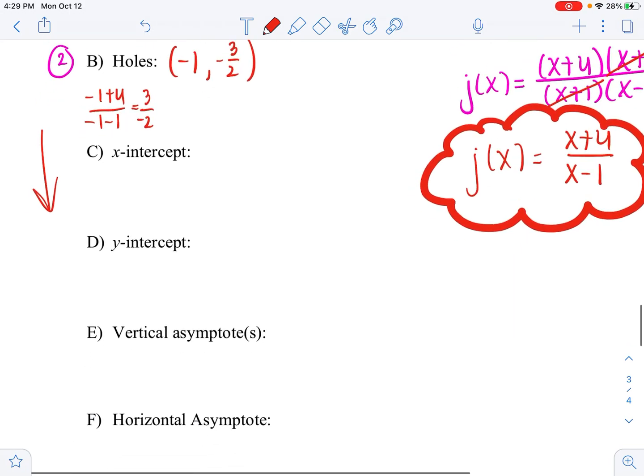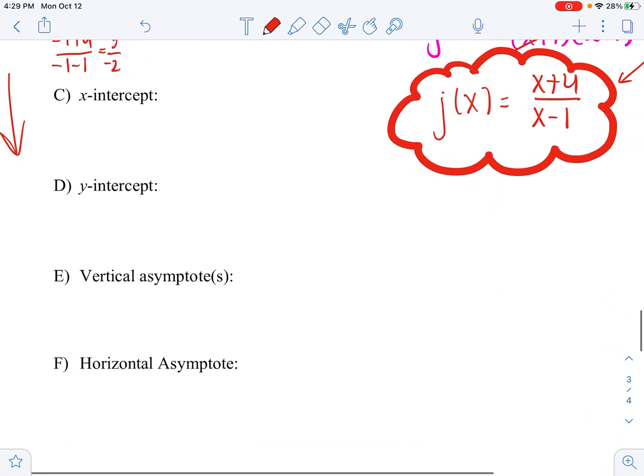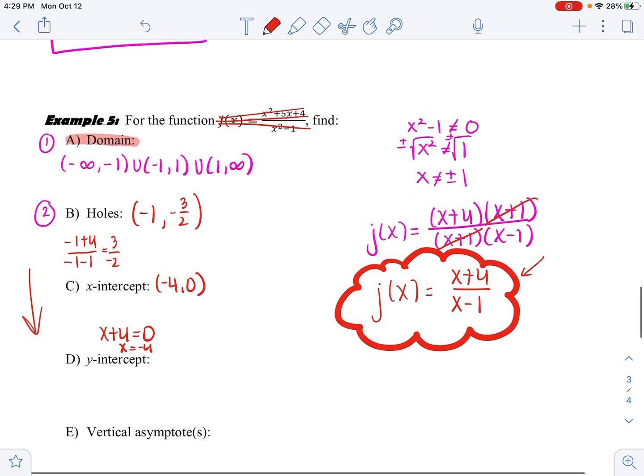All right, now I'm going to find the x-intercept. The x-intercept, remember, I set j of x equal to 0. I set y equal to 0 and solve. The shortcut is set the numerator equal to 0 and solve. So if I set the numerator equal to 0 and solve, I get x equals -4. So I have -4, 0 as my x-intercept. Notice I'm not looking back at the old one because I'm not going to say that there's also one at -1, 0, because there isn't. There is a hole in the graph at -1, -3/2.